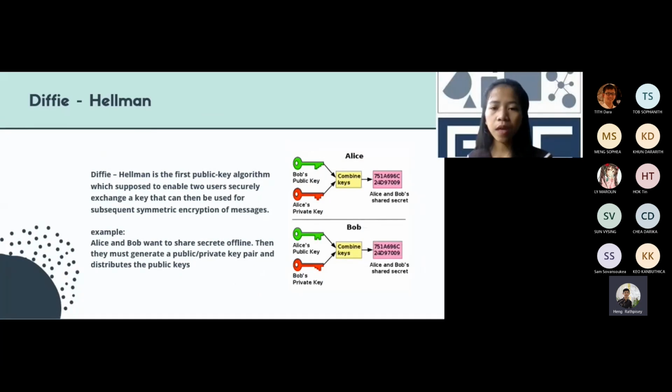For this part, we try to understand Diffie-Hellman. Diffie-Hellman is the first public key algorithm that enables two users to securely exchange a key that can be used for subsequent symmetric encryption of messages. It's like when two users want to make a shared secret key online. For example, Alice and Bob want to share a secret online. Then they must generate a public and private key pair and distribute the public key.